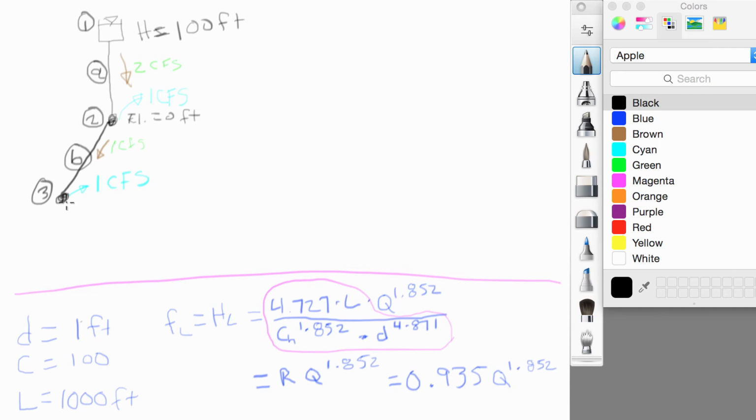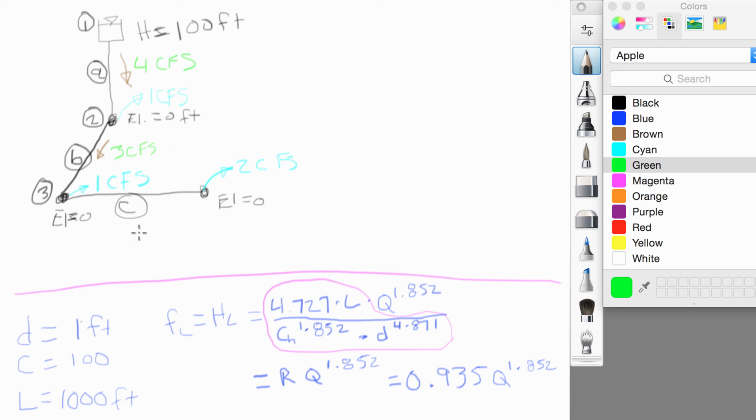What if we add one more pipe? This is pipe C. Actually, we're going to put 2 CFS of demand at this junction, and you'll see why in a few minutes. So we'll start up here at the top again, and I'm going to do all these calculations on the spreadsheet. So we've got 2 CFS, 1 and 1. So a total in this pipe would be 4 cubic feet per second. This one would be 3 cubic feet per second. And the flow in this pipe should be going this way, 2 cubic feet per second.